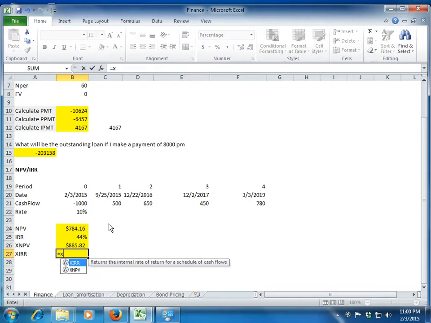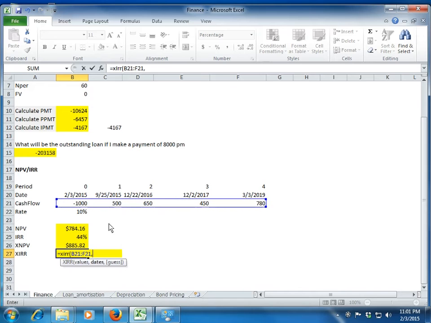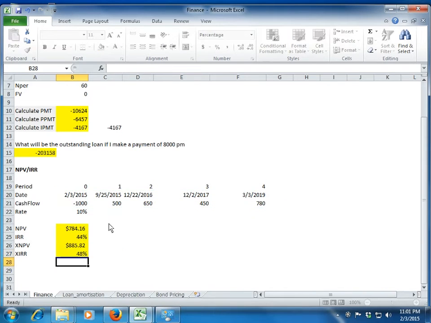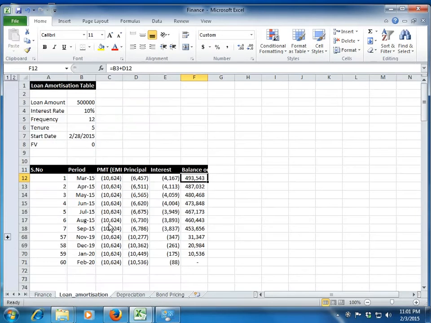Fine. Similarly, you can calculate your XIRR for payments not occurring at the end of a period but at different dates. It asks you for values and then it asks you for the dates. Fine, and you get your IRR. Clear? So again, these are a few functions which will be useful for finance students.